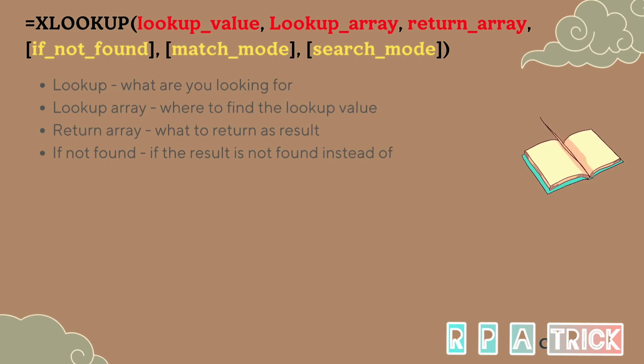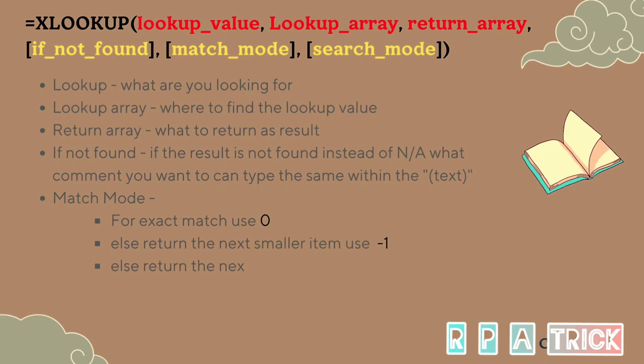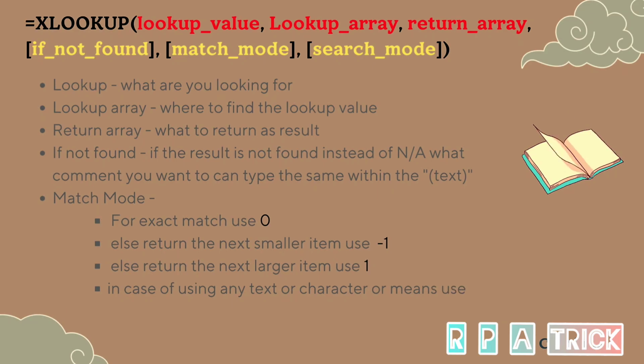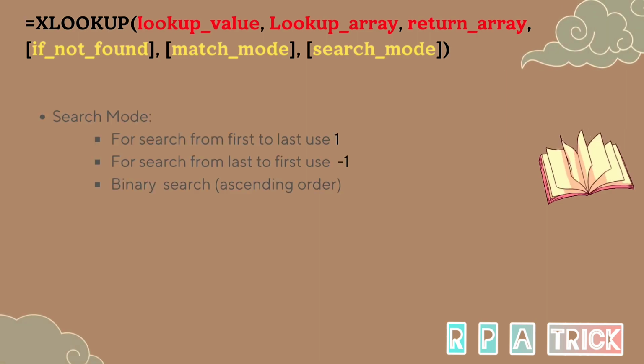If the result is not found, you can give any comment within double quotes to be displayed instead of #N/A. Match mode specifies the match type as per requirement. Likewise, search mode specifies the search mode to use as per requirement.